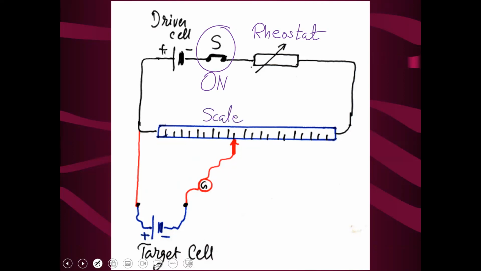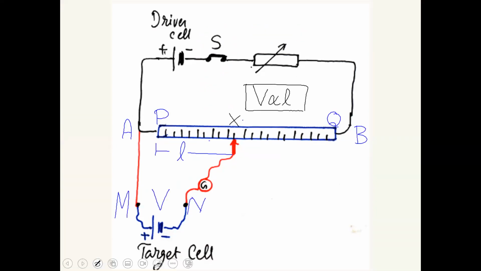Then you have a scale, and look at the screen that we can move the slider forward and backward. This is our slider. We can move it forward, we can move it backward. So what we have to do, we can move it forward and backward until the galvanometer shows 0. I repeat, this is called the null method.